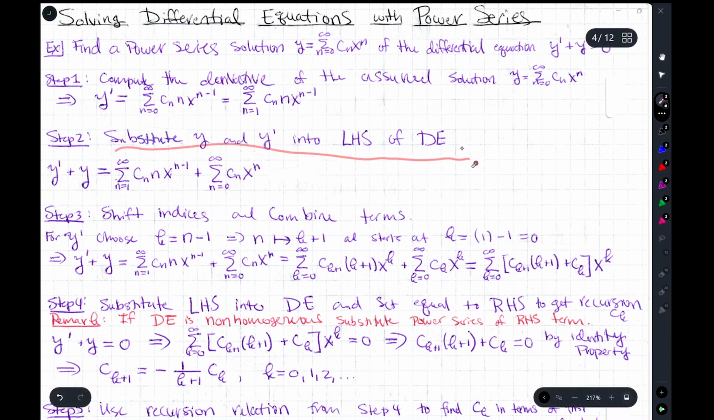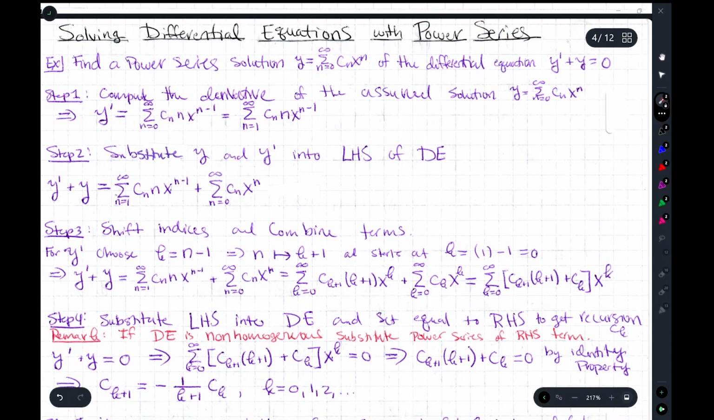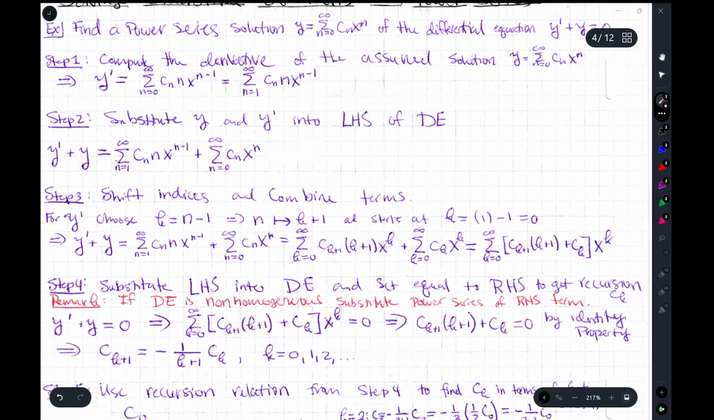Substitute y and y prime into the left-hand side of the differential equation. So the left-hand side is this: y prime plus y. Well, what's y prime? It's here. And you have y. That's just the assumed form. That's where that came from. Now, we want to combine those two terms, so we're going to have to shift indices and combine terms.